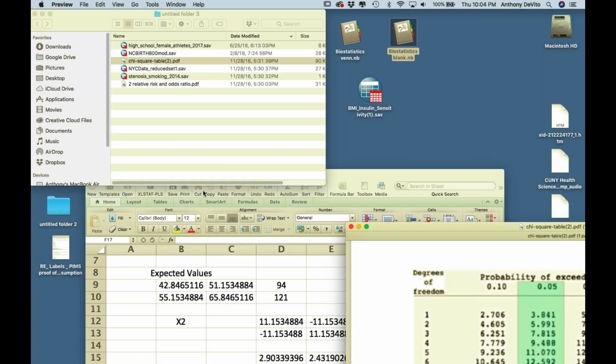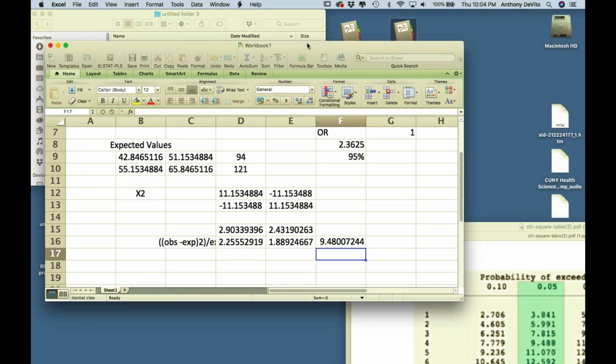Okay, so let's go back here. And what was the value of chi-squared that I calculated? 9.4. My critical value is 3.84. Right, that's my critical value. So, do I reject my null hypothesis? Well, since my statistic is larger than my critical value, I know that there's less than 5% chance of being wrong if I reject the null hypothesis.